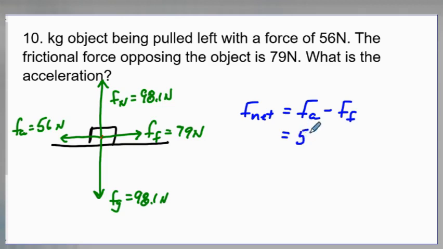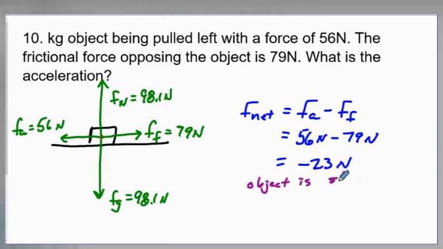So this would be 56 subtract 79. So what are we going to end up with? We see that we end up with negative 23 newtons of force. What does that tell us? This means that the object is slowing down. We could write this as a negative 23 newtons, but there's other ways we could do it as well. We'll come back to that.